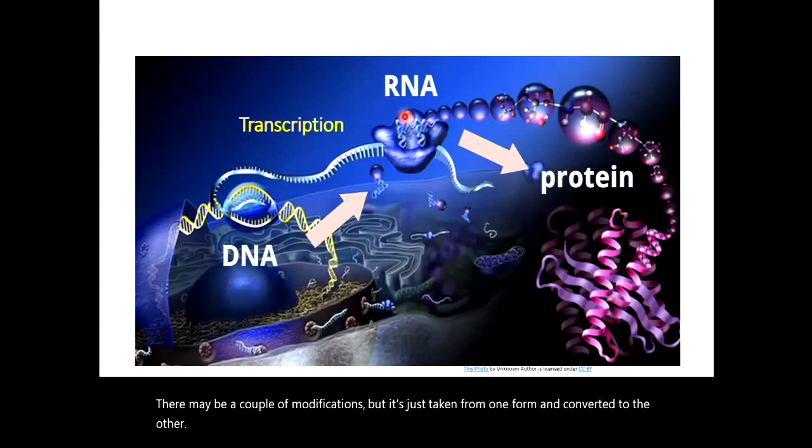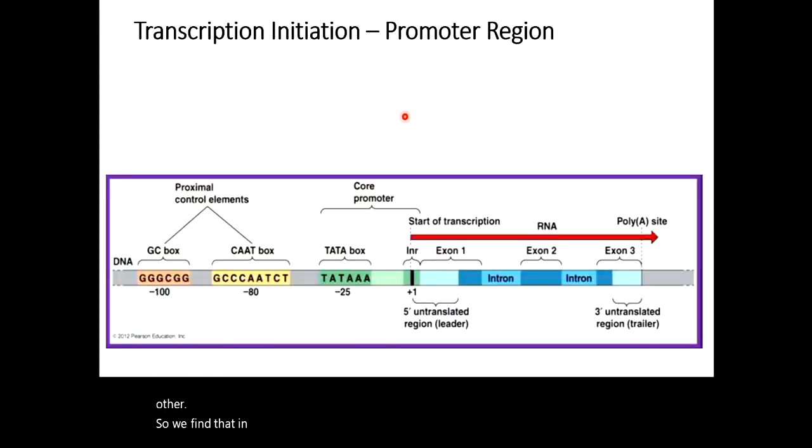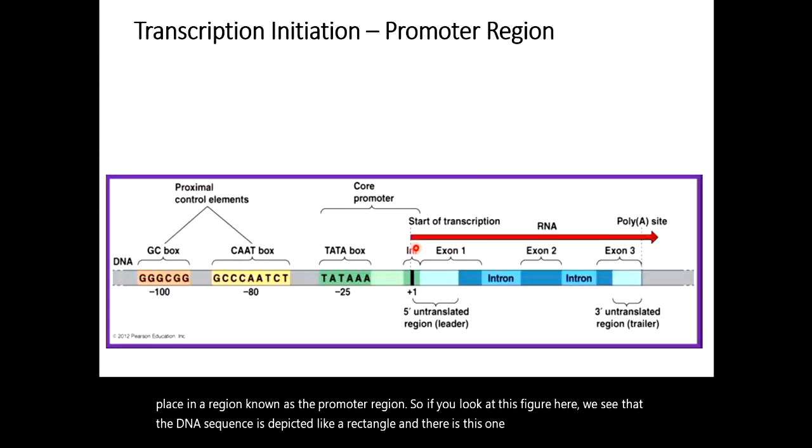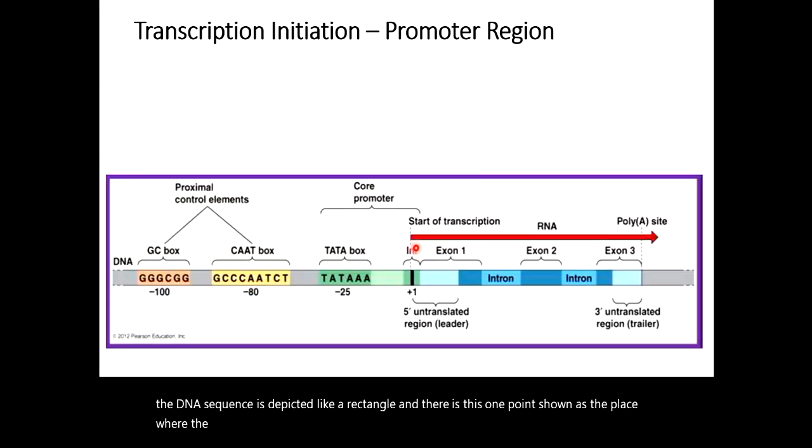So we find that in transcription, the very first step is the transcription initiation, and this will take place in a region known as the promoter region. So if you look at this figure here, we see that the DNA sequence is depicted like a rectangle, and there is this one point shown as the place where the transcription is going to start.